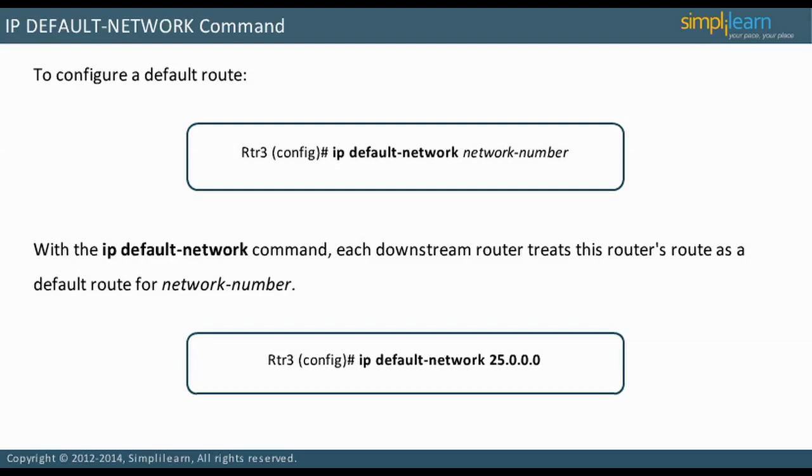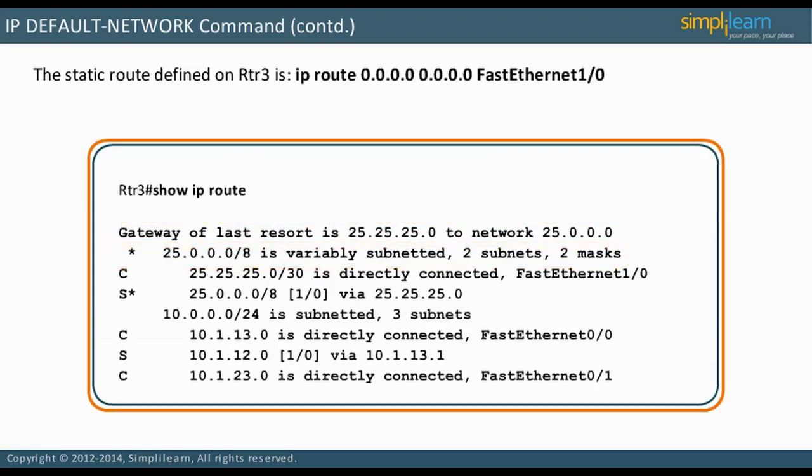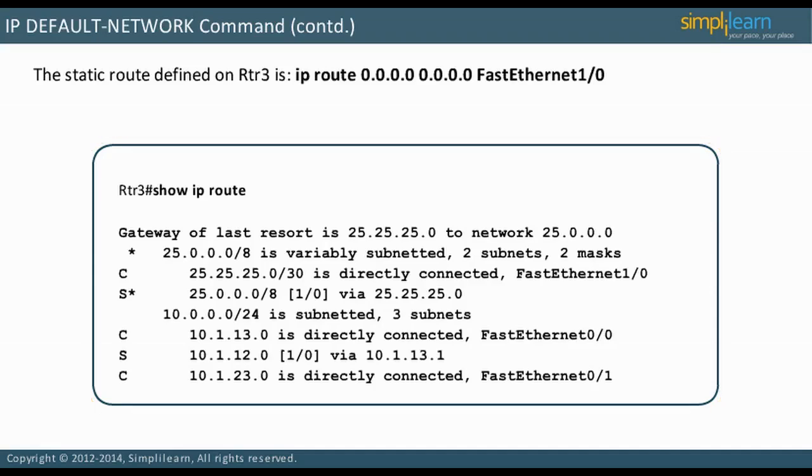Let us look at the routing table after configuring this command in the next slide. There are two asterisks, one on the classful network containing the subnet. The other appears as S asterisk, in other words, a static route. The candidate default route is now 25.0.0.0/8, and the gateway of last resort refers to this route. Take some time to review this routing table and practice configuring default routes using both the IP route and the IP default network commands.